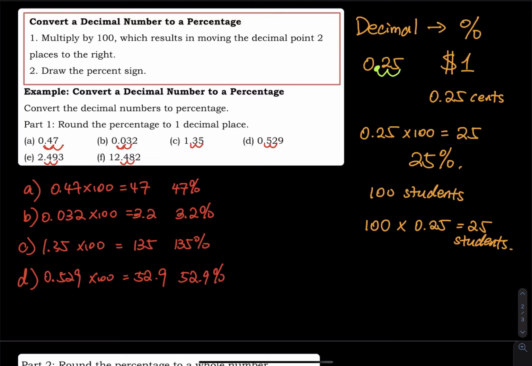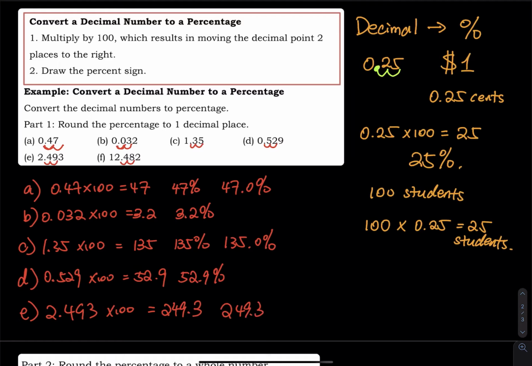If you are forced to keep 1 decimal place, then this will be 47.0. This is already in one decimal place, 135.0%. All right, and then E is 2.493 multiplied by 100, so you have 249.3, and then you add a percentage sign right next to it.